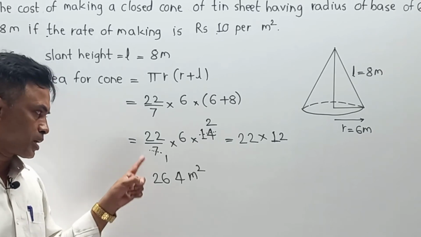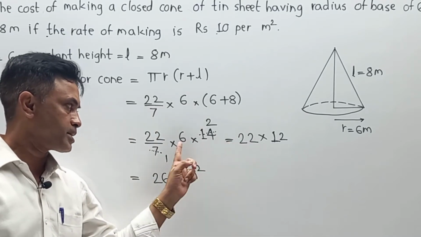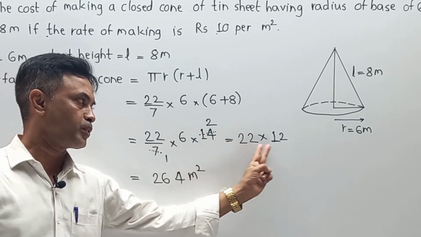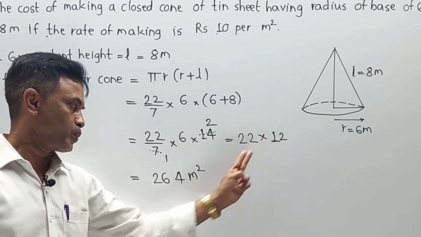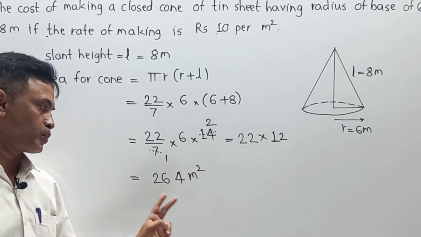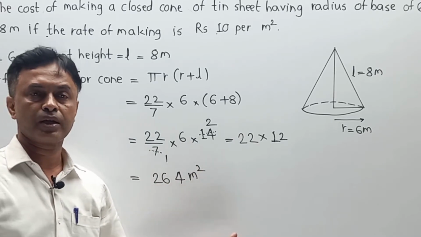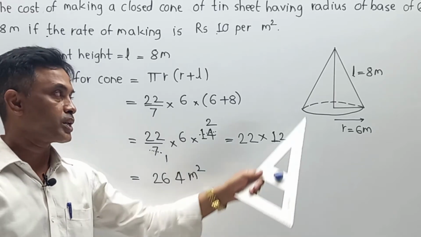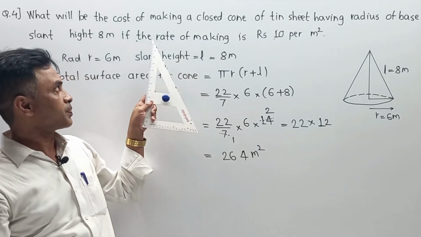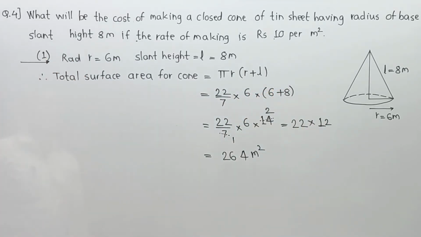Now once again please pay attention. 7 ones are 7, 7 twos are 14. This 22 I have written as it is, and 6 into 2, that is 12. Now we have the product 22 into 12. So product is 12 into 2, 24, I have written only 4, carry 2, and 12 into 2, 24 plus carry 2, that is 26. So it becomes 264 square meter. Now this is nothing but total surface area of a cone. But for manufacturing, the cost is given: the rate of making is rupees 10 per square meter. Naturally, we have to find the cost of making.